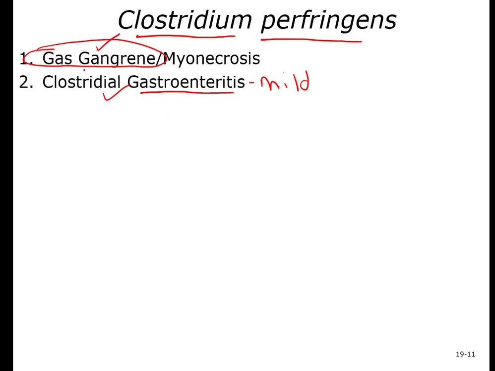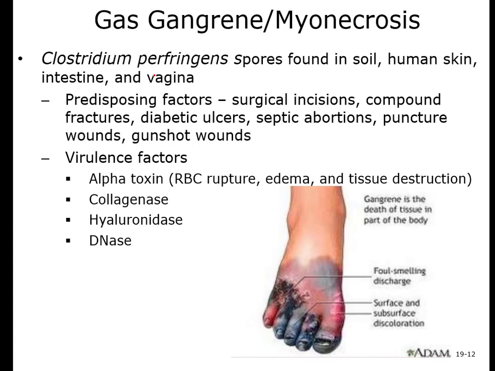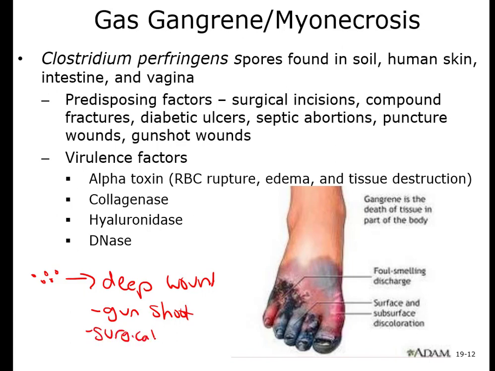So let's first talk about gas gangrene, or myonecrosis. How this works is usually there are some spores in the environment and somebody gets a deep wound. This could be, for example, a gunshot wound. We've seen gas gangrene during times of war. Or if somebody has a surgery with improperly sterilized equipment and there are endospores on that, so the surgical route. Or if somebody has a diabetic ulcer, this could put them at risk for gas gangrene.